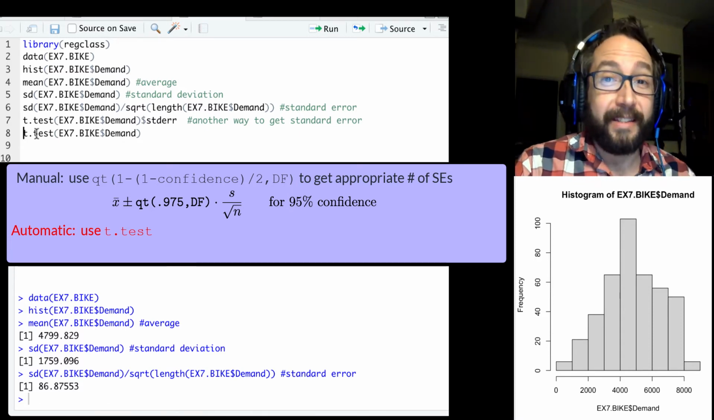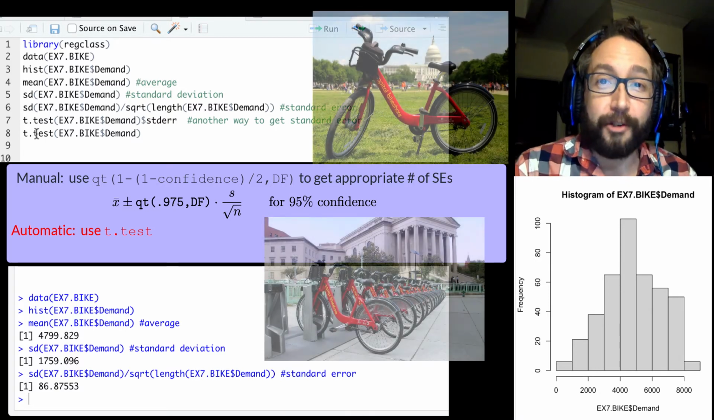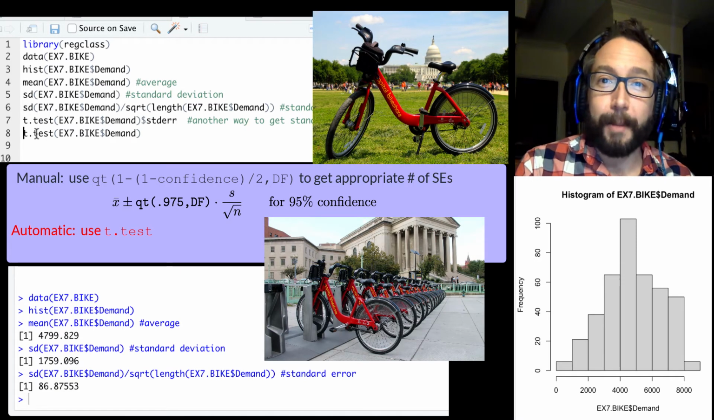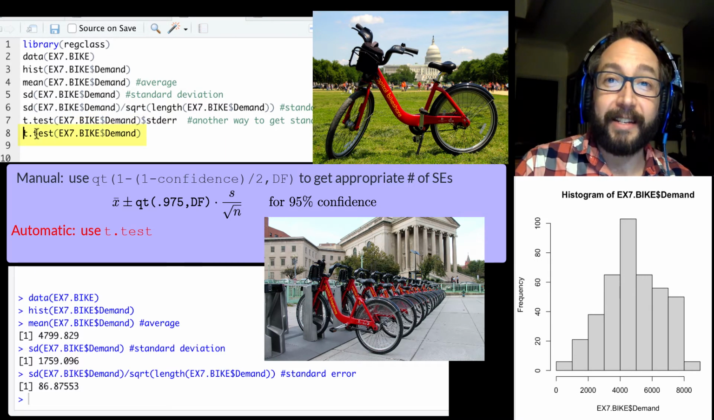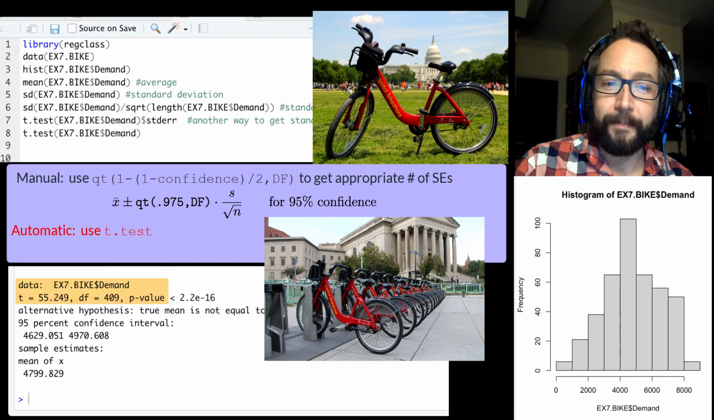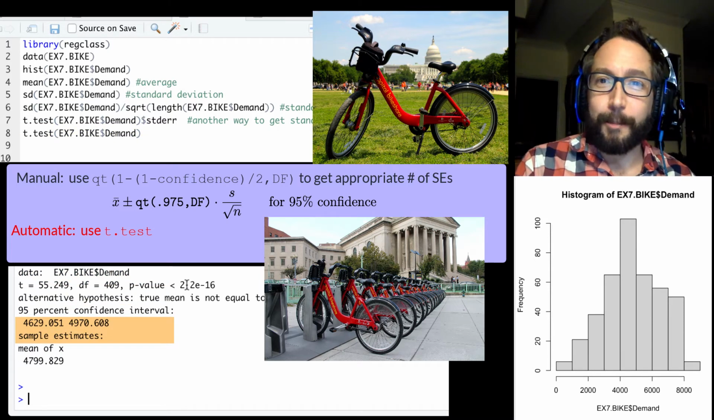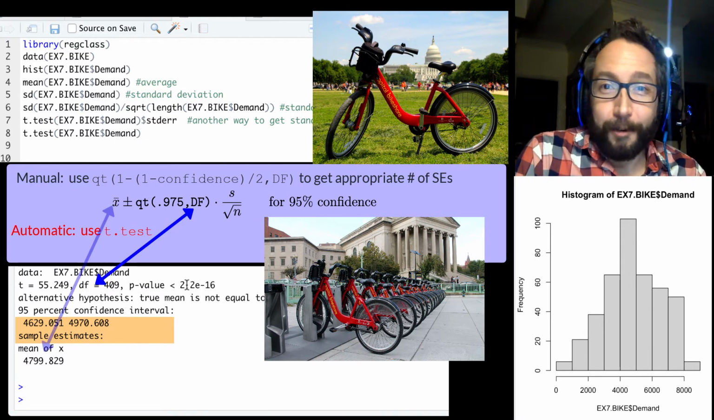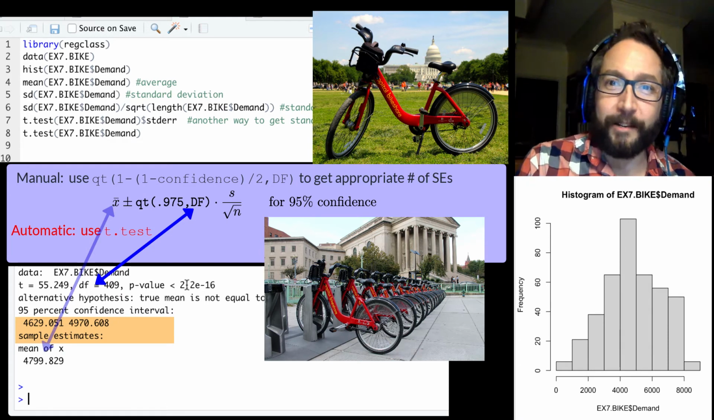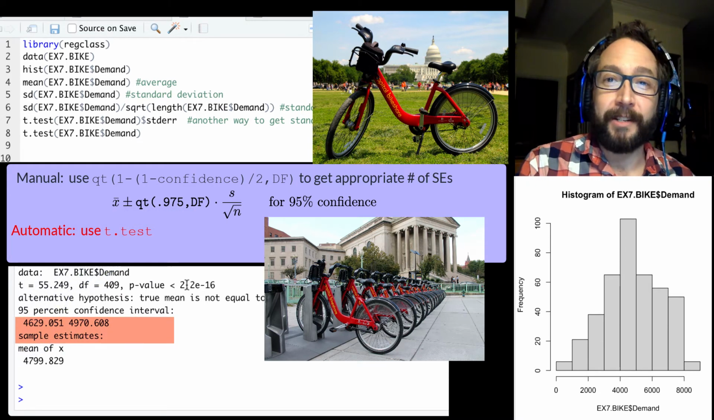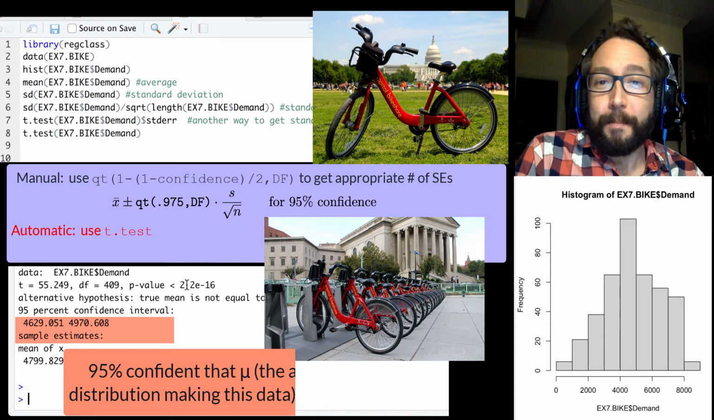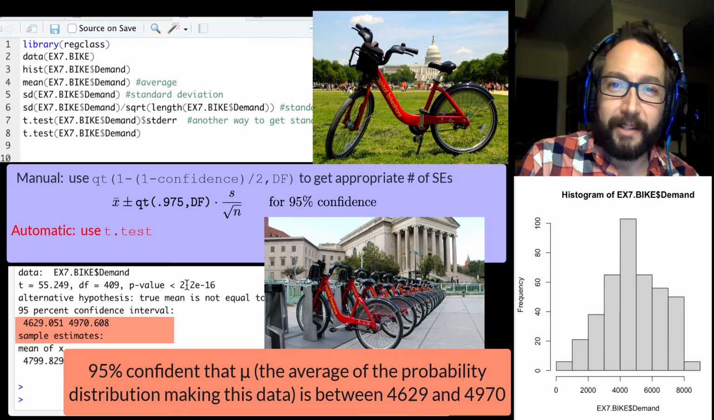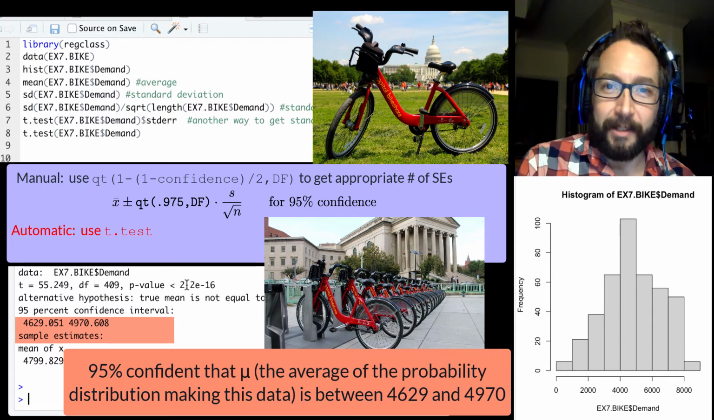So if I want a 95% confidence interval for the average daily demand of bikes with that Capital Bikeshare program, all I have to do is run t.test and throw in the data vector that contains those daily bike demands. When I do that, it lets me know how many degrees of freedom that t-distribution had, 409 in this case, the sample size minus 1. And it lets me know what the overall average was in the data, that 4,800, and we get the 95% confidence interval. I'm 95% confident that mu is somewhere between the range 4629 up to 4970 or so.